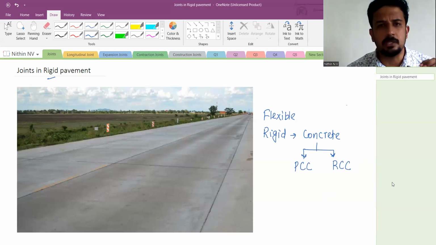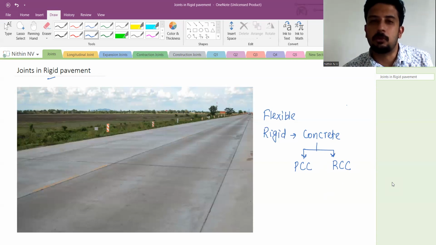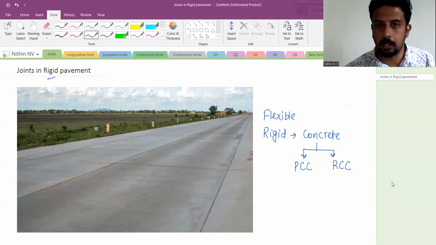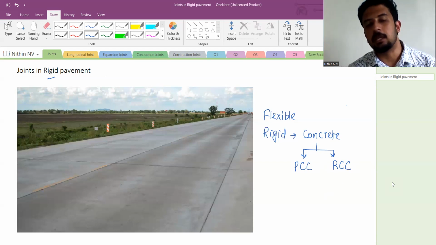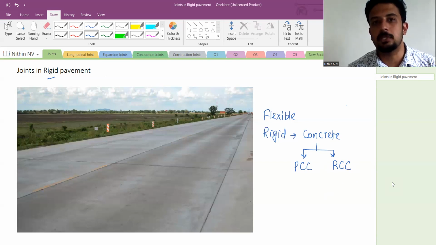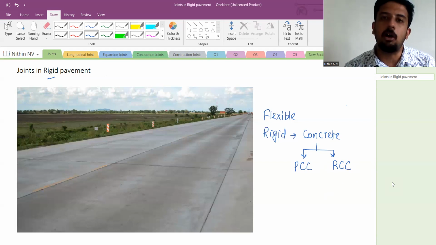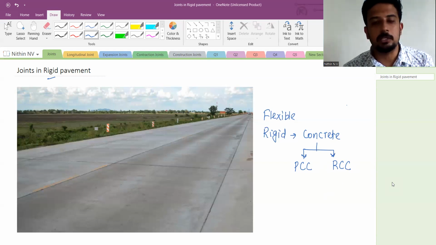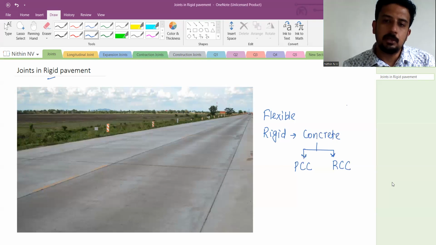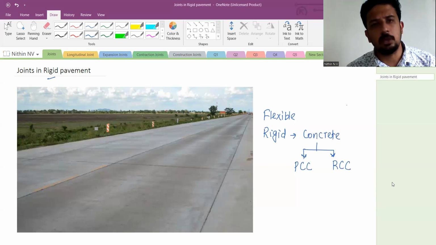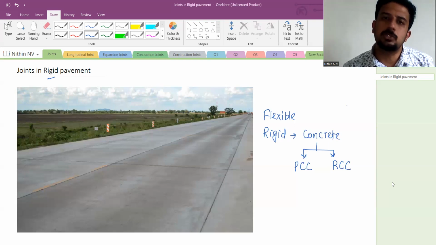What is the meaning of PCC? Plain cement concrete. It means there is no reinforcement, just plain concrete only. In RCC, as the name indicates, it will be reinforced with steel bars. So our rigid pavement can be either of PCC type or RCC type. Whichever type it is, the concept of joints will be there for both types of rigid pavement.